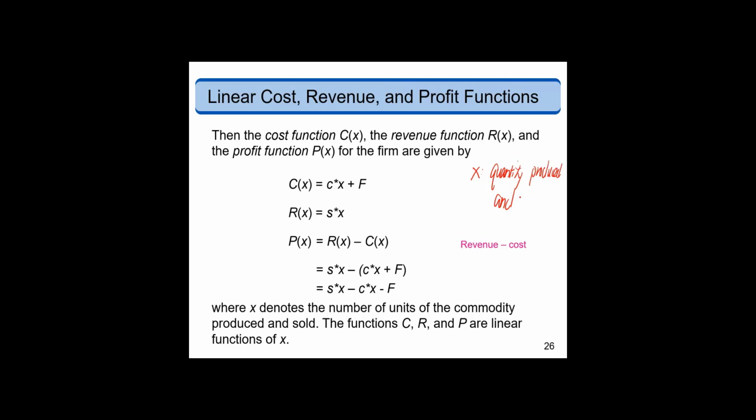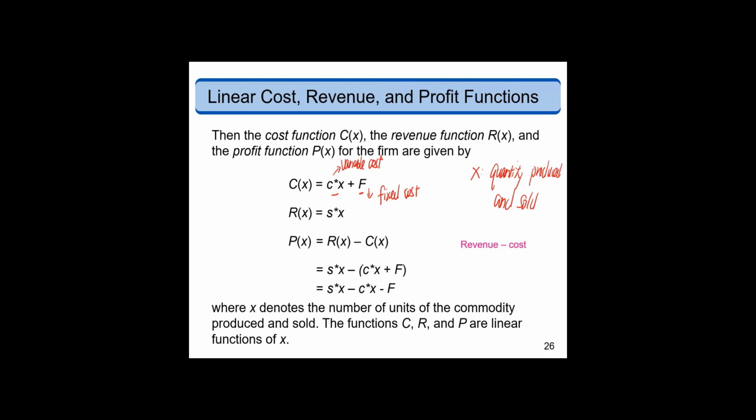So C times X represents total variable cost, plus F is fixed cost. So this C X is variable cost. F is the fixed cost. By adding those two costs, we get the total cost.